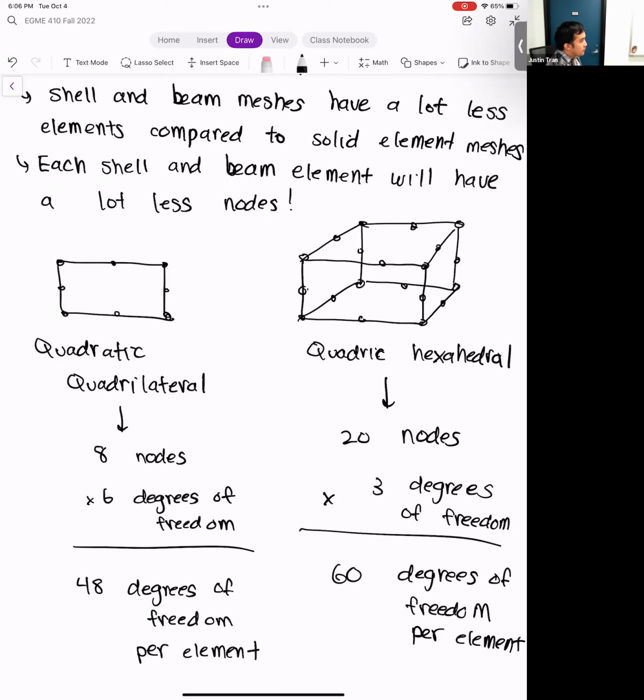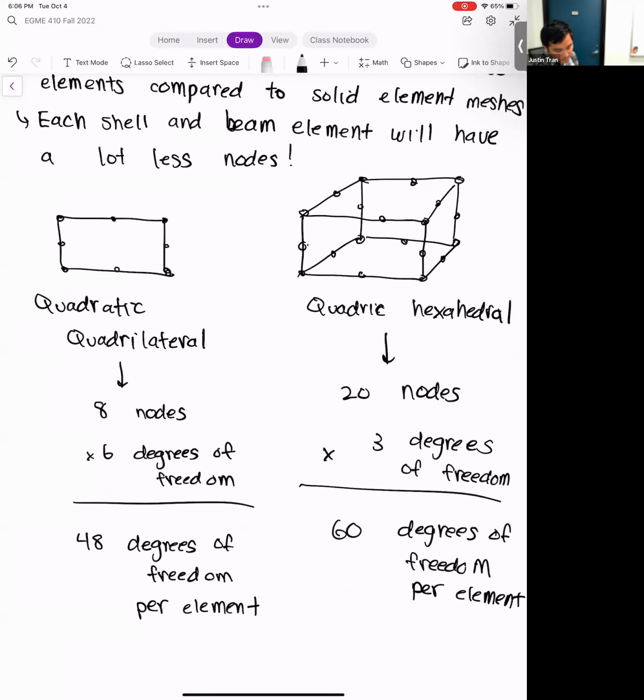And so if you combine all these facts together, the fact that you can mesh it with a lot less elements, per element you have a lot less nodes. You're going to reach convergence a lot faster with less elements. It all adds up to the same conclusion: if you have a situation where you can use shells or beams, use them, because they're going to end up saving you a lot of cost, and you're going to end up with a much higher quality solution. Okay. Any questions on this?